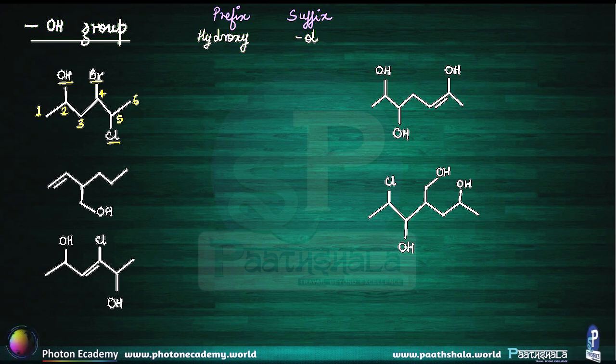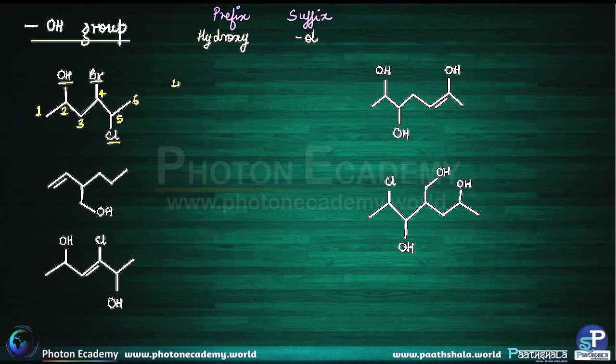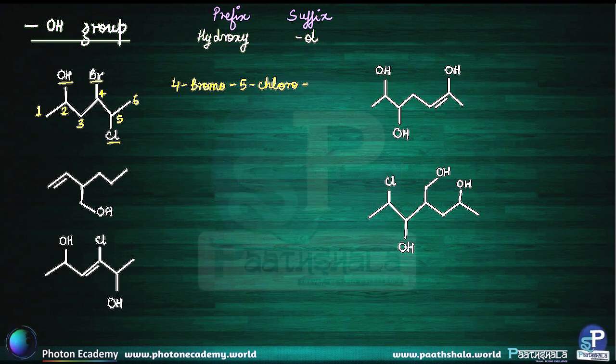Now, the name of this compound becomes: at 4 we have bromo, so 4-bromo. Then at 5 we have chloro, so 5-chloro. Then we have the principal carbon chain, that is hex. So we write 2-hexanol, or we can write hexane-2-ol. So that is the name of the compound that we got: 4-bromo-5-chloro-2-hexanol.